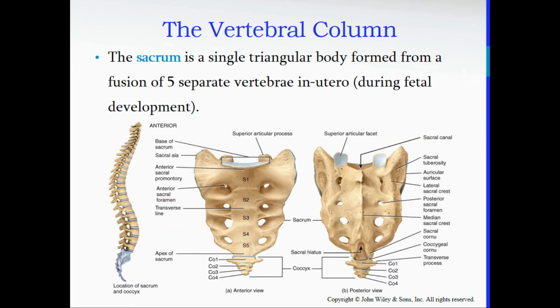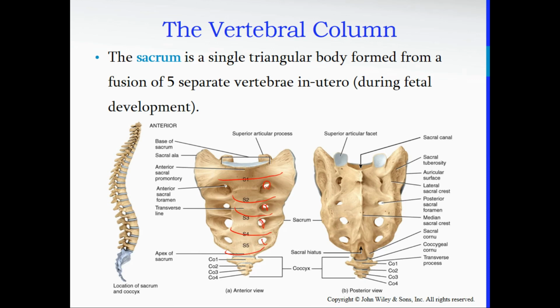The sacrum is a single triangular body formed from a fusion of 5 separate vertebrae in utero, meaning that happens when you were growing inside mom's uterus during fetal development. So you can see, you just count, you still have these foramina. So there's a hole there, 2, 3, 4. So you've got 1, 2, 3, 4, 5 different vertebrae all fused together.